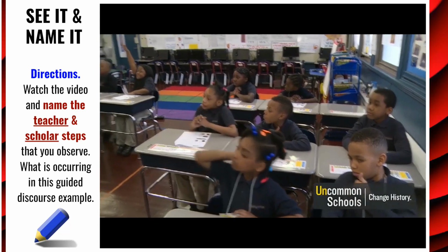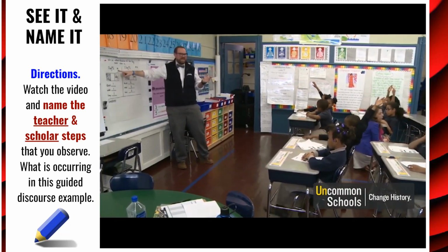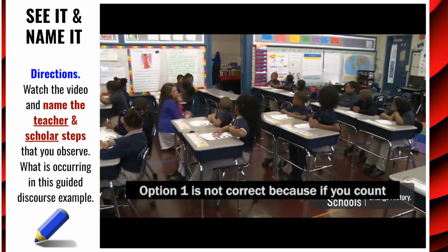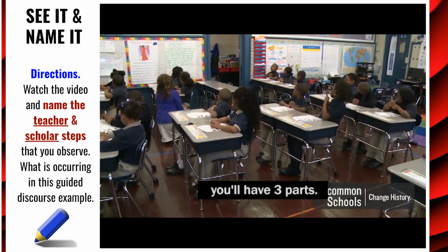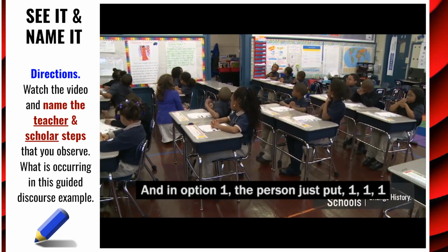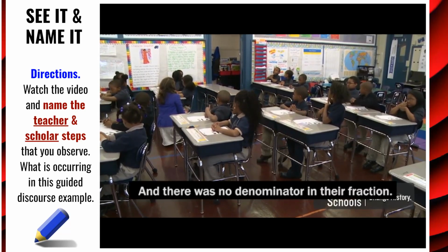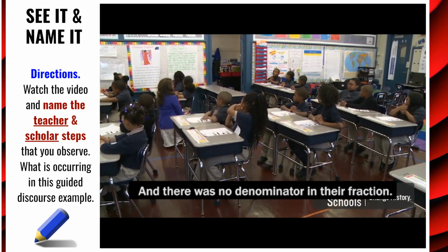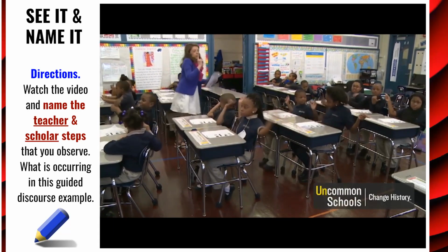Who would like to talk to me about option 1? Because she said option 2 is correct. Who wants to talk to me about why they think option 1 is not correct? Option 1 is not correct because if you count how many parts are on the flag, you will have 3 parts. And in option 1, the person just put 1 on each part, and there was no denominator in their fraction. Good teamwork.